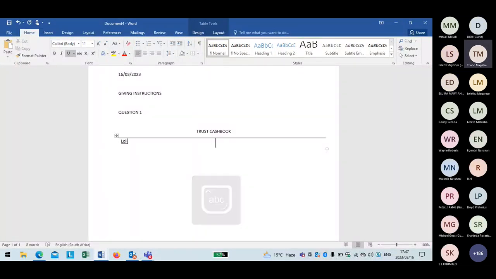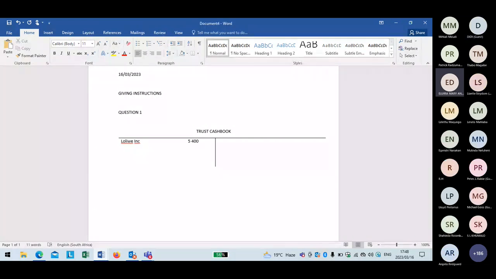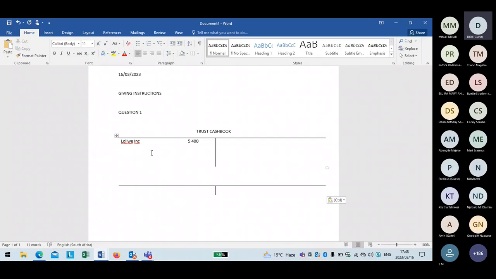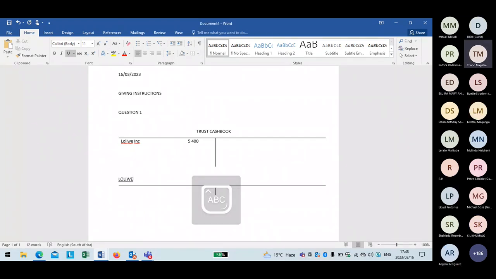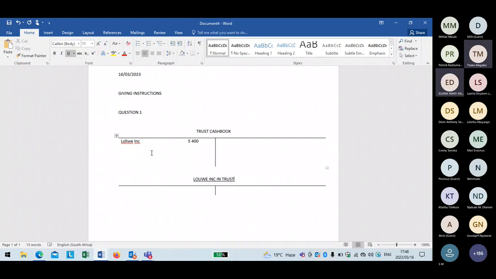Right. Loliwa Inc. How much are we getting? 5,400. What else do we do? Open a trust ledger account. Correspondent trust ledger account. And what do we write? Loliwa Inc. In trust. And how do we record here? Trust cash book. We credit. On the credit side.